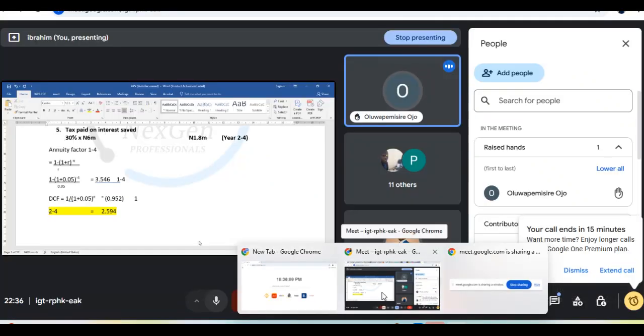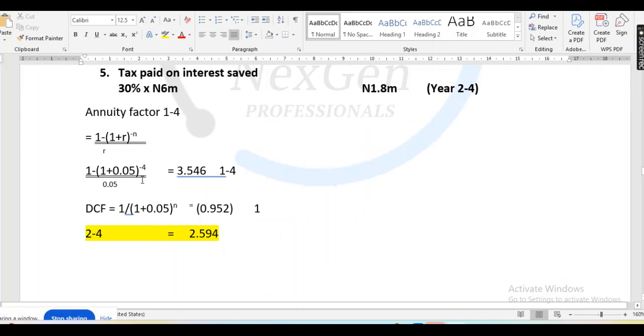So when you look at it, this is annuity. Is this the annuity formula you will use to get your year 1 to 4? The annuity formula is at the back of your question paper. If you want to use it, fine.